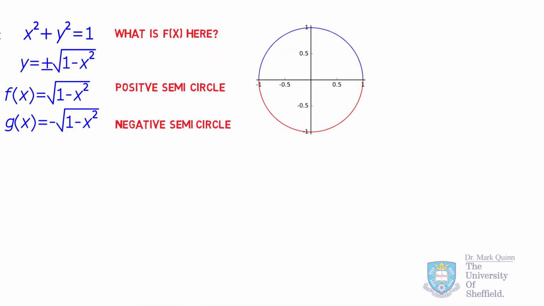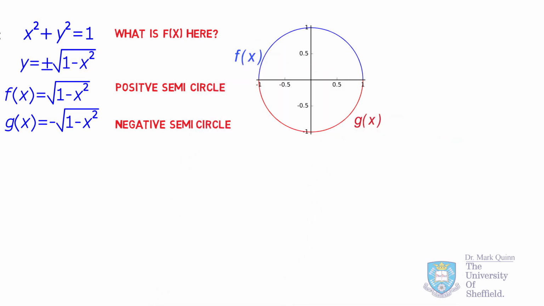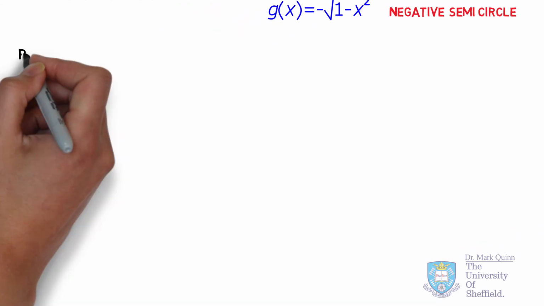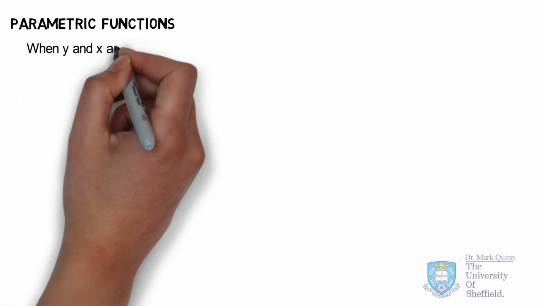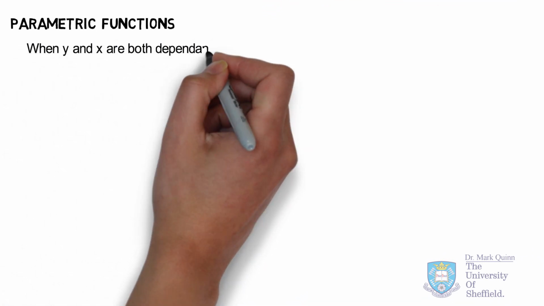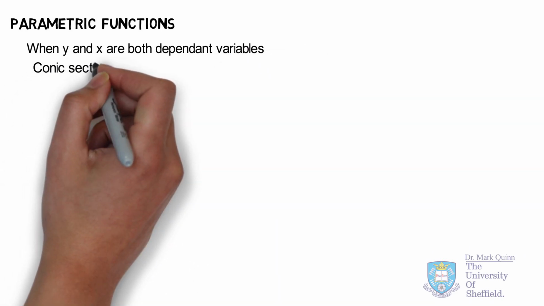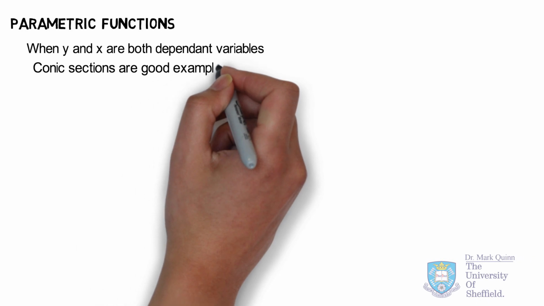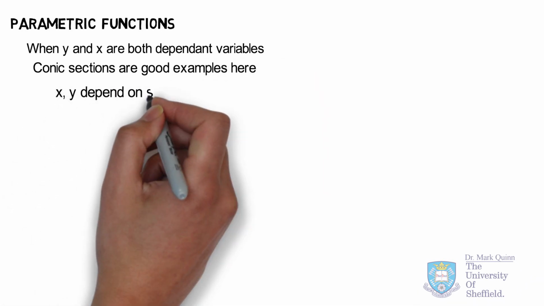So in such implicit examples, we have to do a little bit of work in order to define explicitly what the function is. Another type of situation is when we have multiple dependent variables, such as x and y, both depending upon another variable or a parameter. Such parametric functions are typically found whenever we define conic sections such as circles or ellipses.